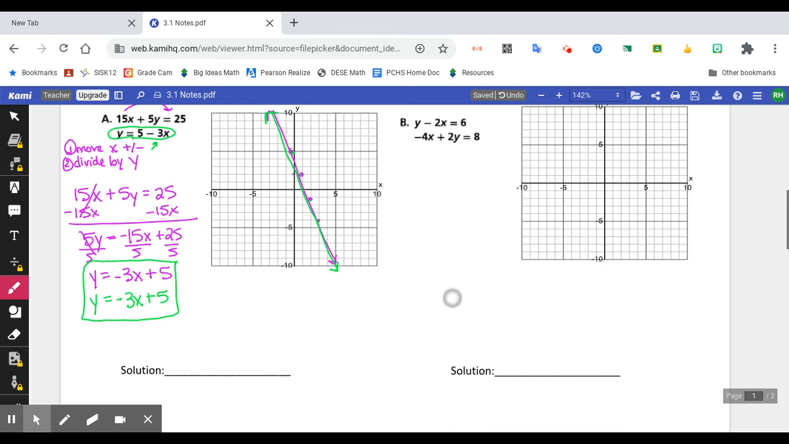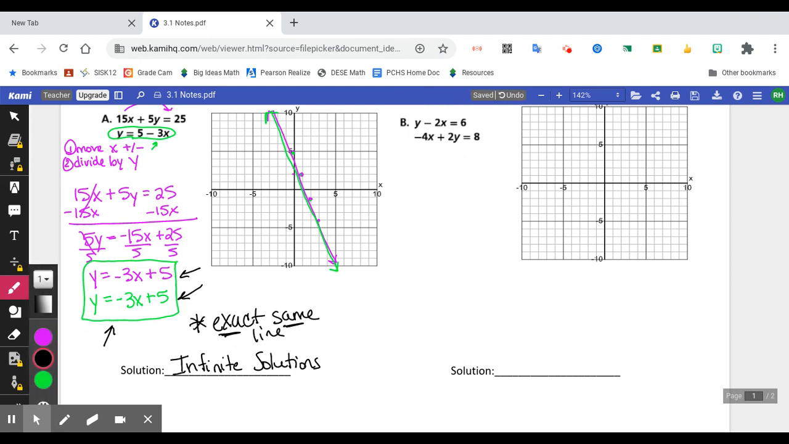So if we're asking ourselves what the solution is, and the solution is where those lines intersect, well, these lines intersect at every single point on the line. So every single answer you plug in is always going to work. And if you remember, that means it has infinite solutions. Okay? Exact same line. So that means the intercept has to be the same. Notice 5 and 5. And the slopes have to be the same. Negative 3 and negative 3. Exactly the same. Okay? So let's move on to our next one.